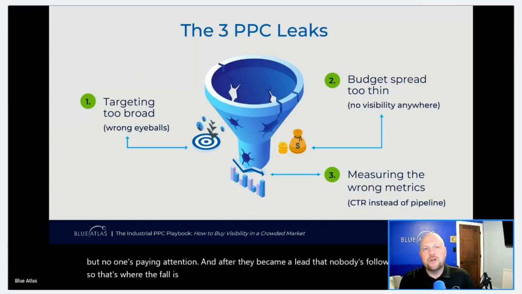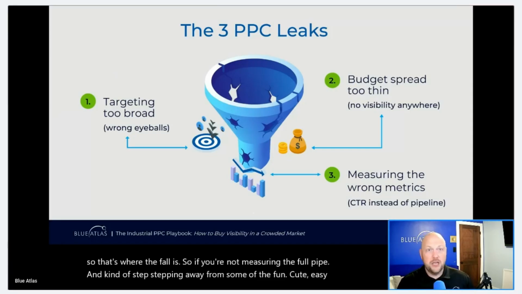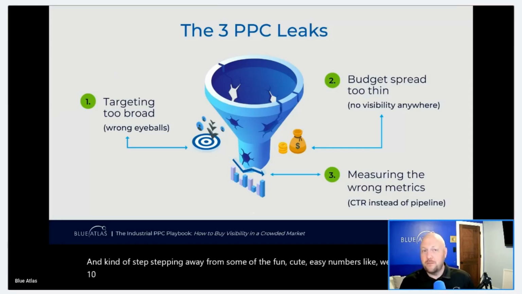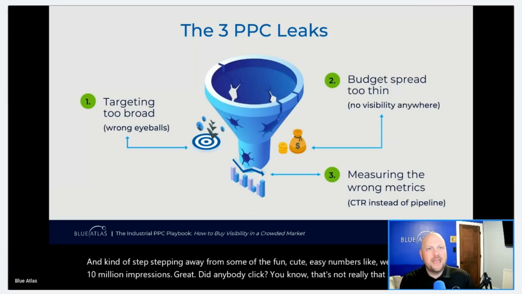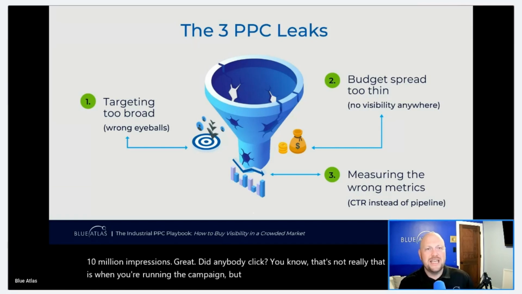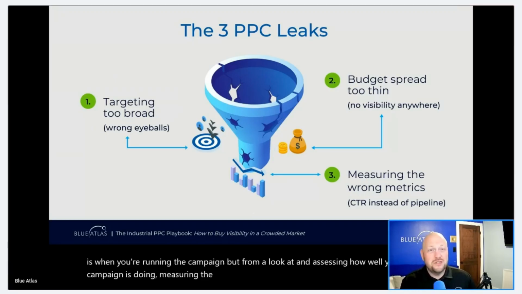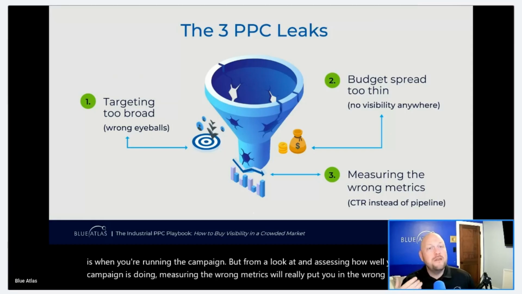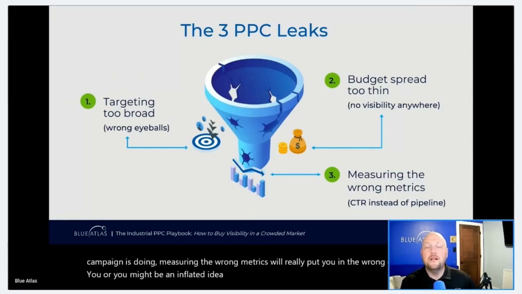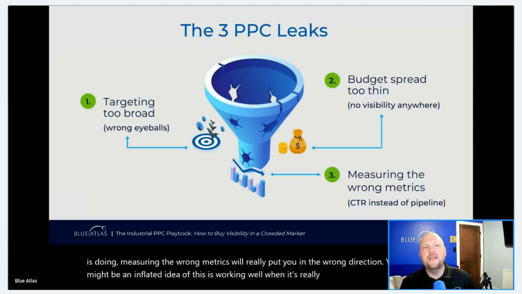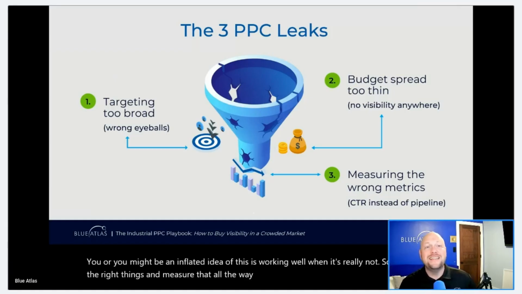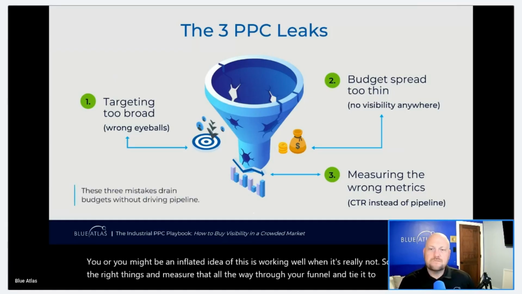So if you're not measuring the full pipeline and stepping away from some of the fun, cute, easy numbers, like, well, we had 10 million impressions. Great. Did anybody click? That's not really that important. It is when you're running the campaign, but from looking and assessing how well your campaign is doing, measuring the wrong metrics will really put you in the wrong direction. Or you might get an inflated idea that this is working well when it's really not. So measure the right things and measure that all the way through your funnel and tie it to sales.